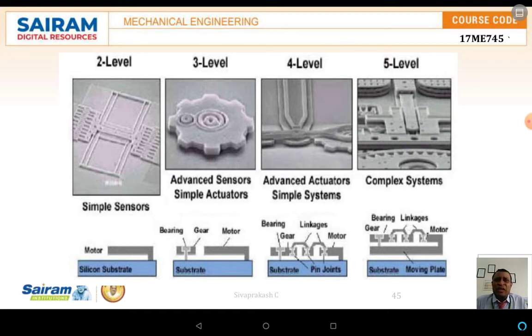This needs a little complication, and the technological involvement is also increasing. If you take an example of the 4th level, what has happened is the advanced actuators with simple systems.